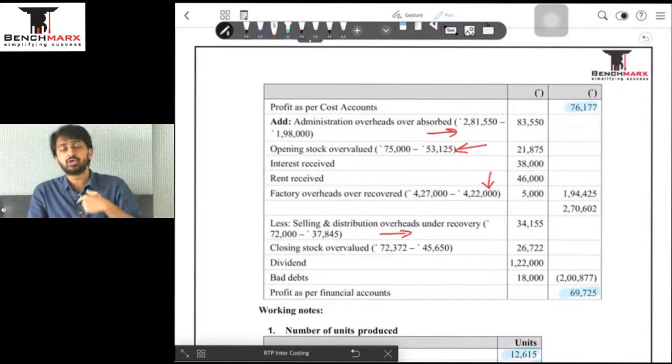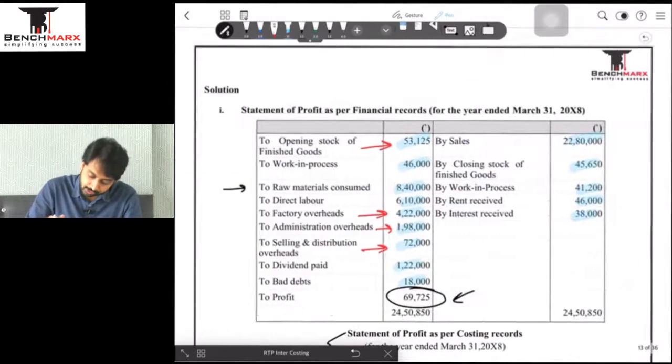So expense was more in finance, which means the profits are less in finance. That means this amount of 69 is less. So I am going from more to less, so I will do less. So this S&D is done too.